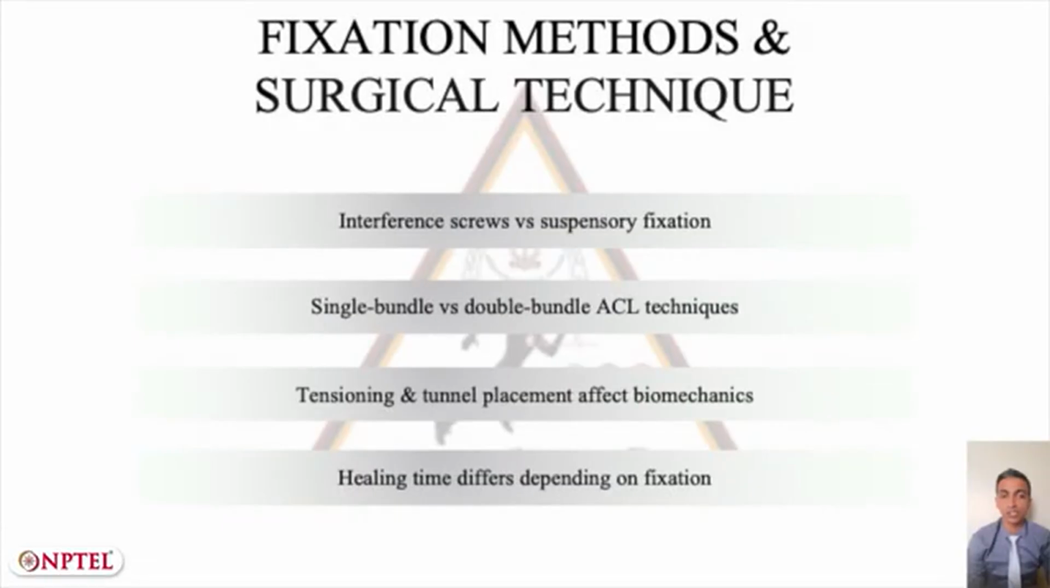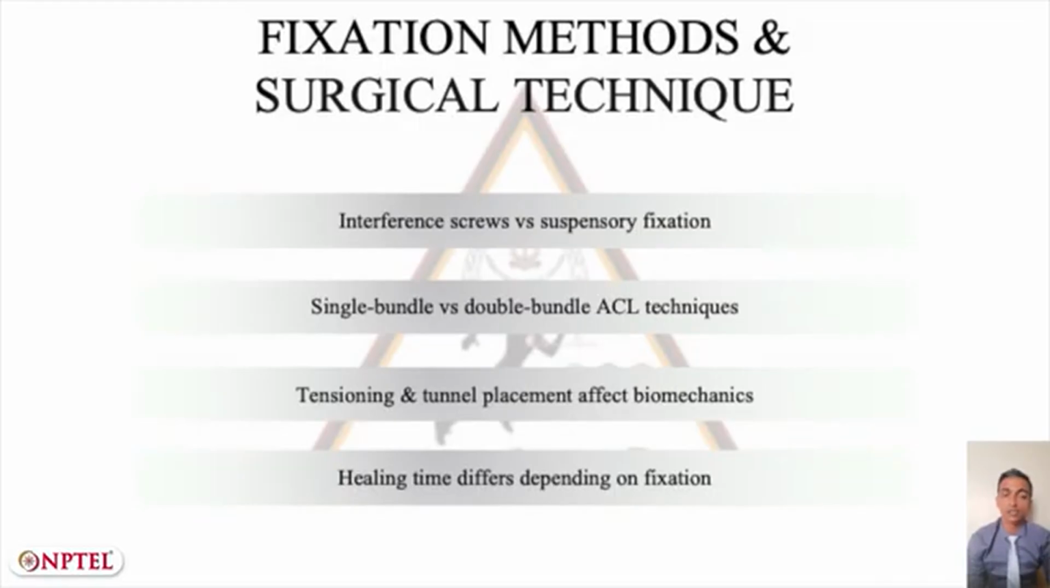Fixation methods such as interference screws or suspensory devices affect initial graft stability. Tunnel placement and tensioning also change knee biomechanics. A well-tensioned graft allows earlier progression, while a less secure fixation demands caution.